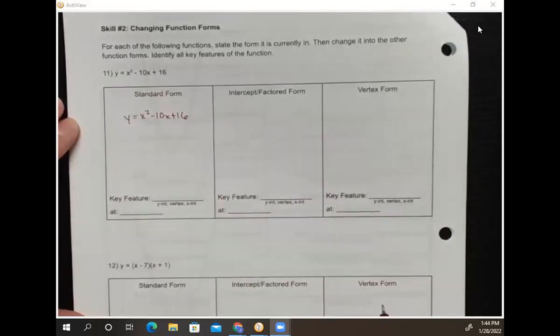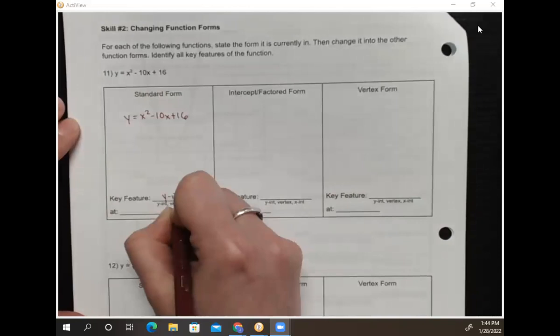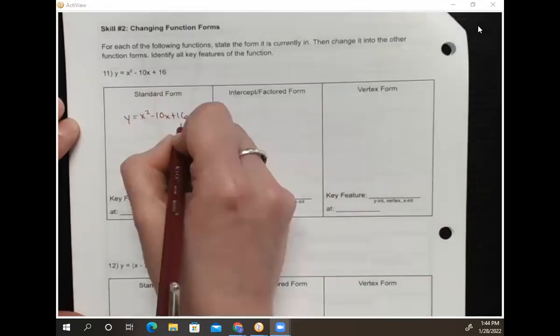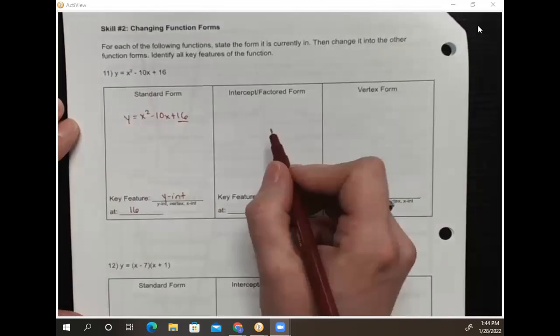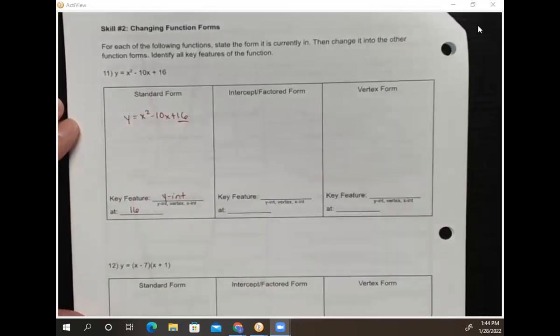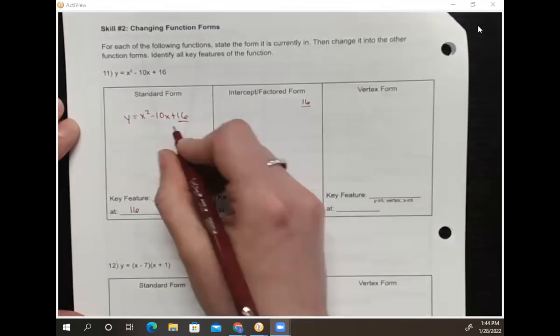I know standard form tells me the y-intercept, and the y-intercept is our c value at the end of the function. So in this case, our y-intercept is 16. Now I want to change this to factored form and to vertex form. So I'm just going to go in order here. For factored form, I'm looking for factors of 16 that would add to -10.